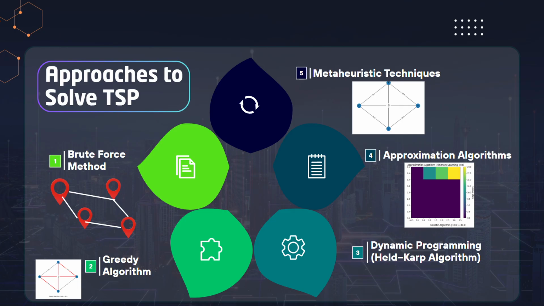Okay, next slide. Our next topic, approaches to solve TSP. Several approaches are used to solve TSP. The brute force method checks all possible routes and guarantees the optimal solution, but it is very slow. Then greedy algorithms are fast but may not give the best solution. And dynamic programming, such as the Held-Karp algorithm, improves efficiency for large problems. Approximation and mathematical algorithms are commonly used.